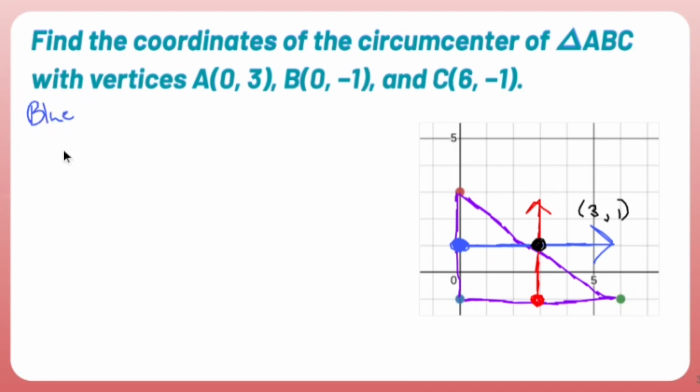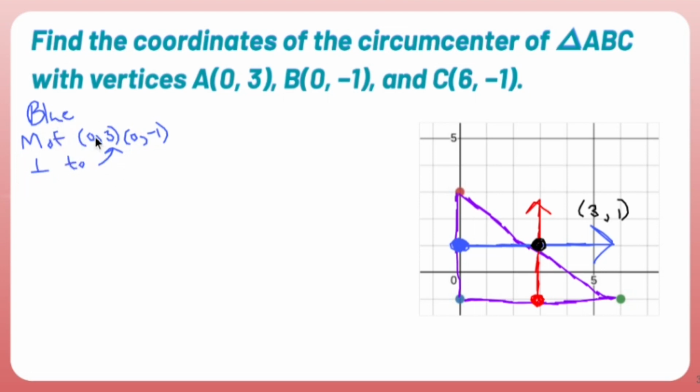I need the midpoint of these 2 points, which is (0, 3) and (0, -1). So I need the midpoint of (0, 3) and (0, -1). And it has to be perpendicular to that as well. That's the equation that I need to come up with.